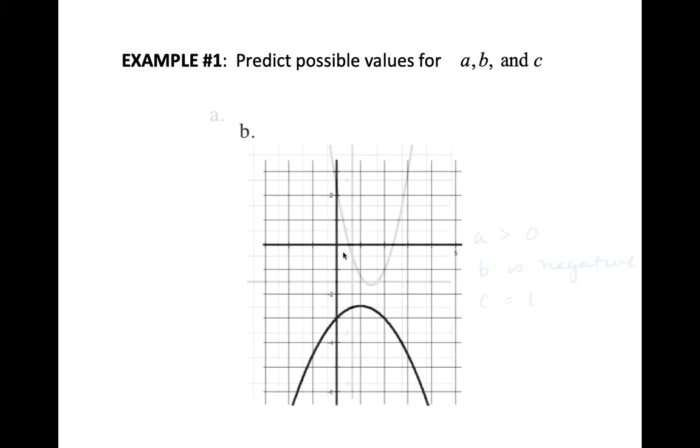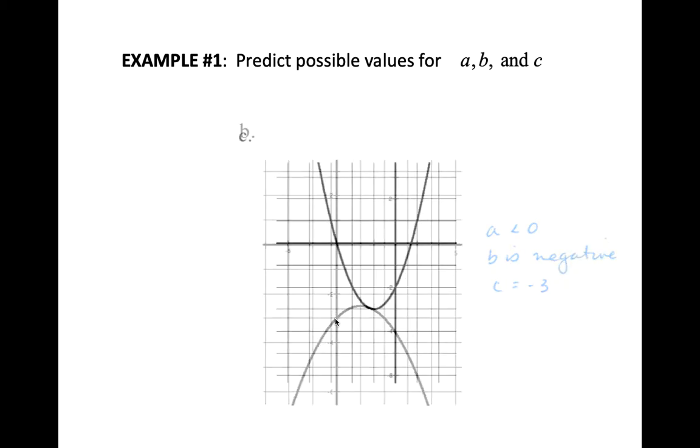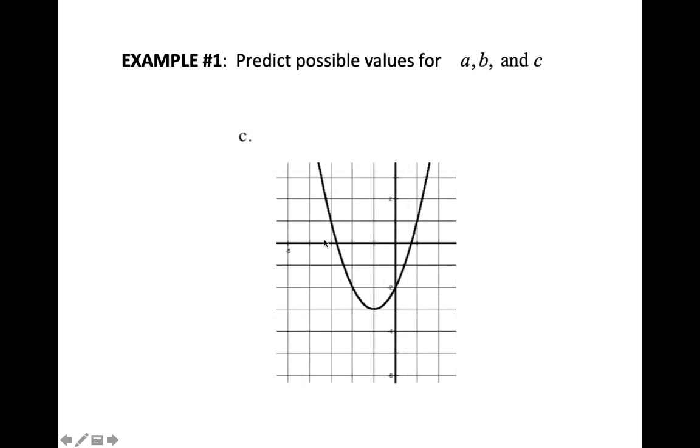So for the next one. This time, it looks like A is definitely less than 0 because it's opening down. The vertex has moved again to the right, so it seems like B is probably negative, and C is negative 3. The last one, once again, it's opening up, so A is greater than 0. It's moved to the left, so it seems like B is probably positive, and our y-intercept is negative 2.